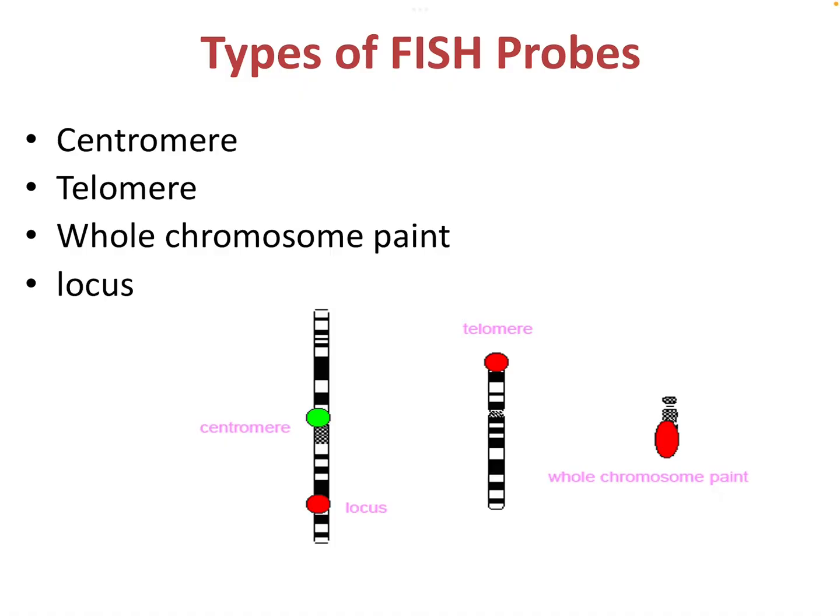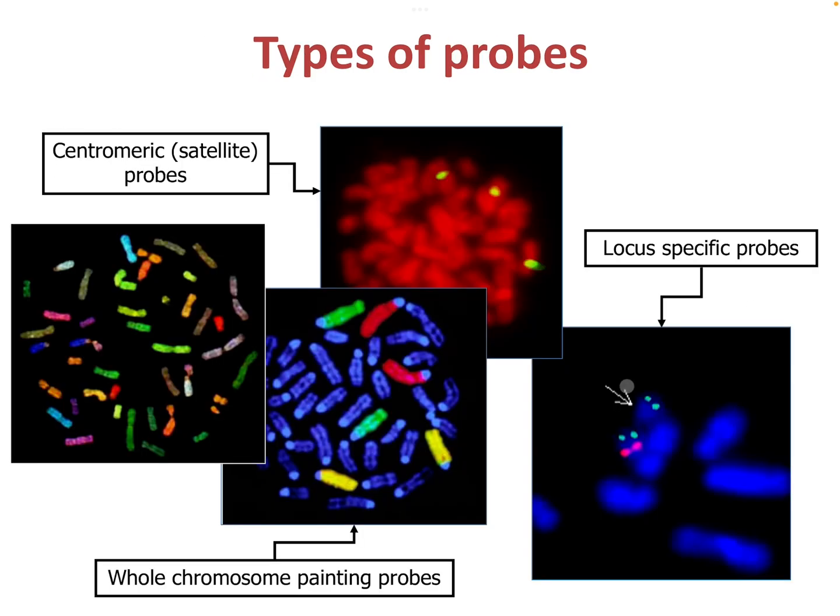There are different types of FISH probes. We can use the centromere, the telomere, the whole chromosome paint, or the locus-specific. Centromere, this one, the constricted portion. The locus, specific for that certain region. The telomere at the end of the chromosome, or the whole chromosome paint. So this one, centromeric is only that part. Or the locus, here only also, a certain part of the chromosome. Whole, this one, all of it lights up. All of the chromosome.